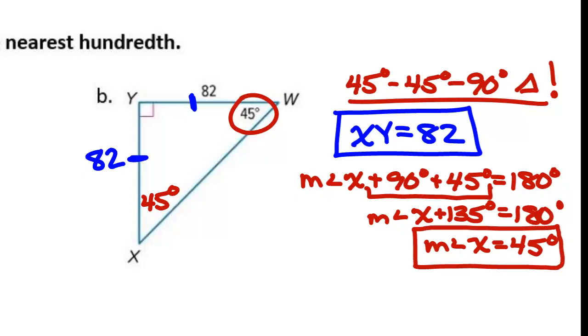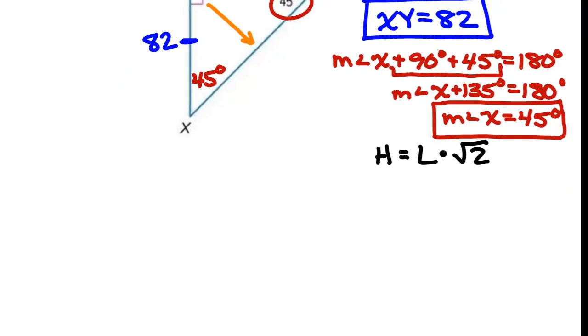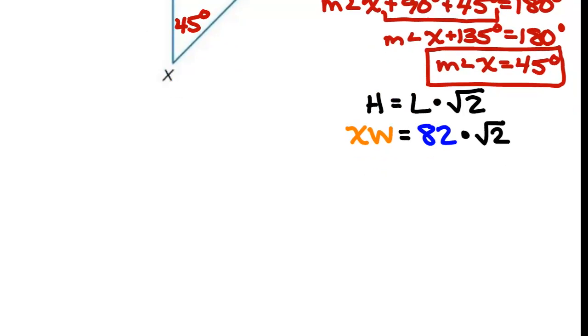That leaves us one last side that we need to find. We need to find our hypotenuse, xw. The hypotenuse in a 45, 45, 90 triangle is equal to the leg length times the square root of 2. My hypotenuse is xw, so that's what I'm going to put in for h, is equal to the leg, 82, times the square root of 2. So xw is equal to 82 radical 2.